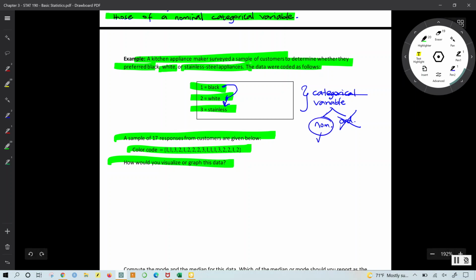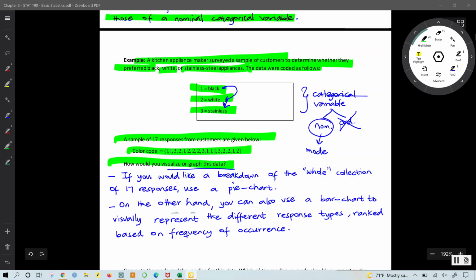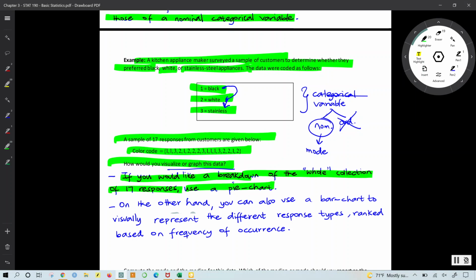That is not true. So this tells me that this is not an ordinal categorical variable. Rather, this is nominal. For nominal, the appropriate measure of center to report is the mode. So in this case, I would choose to report the mode, and to graph it, I can use either a pie chart or a bar chart. To emphasize what was said, if you would like a breakdown of the whole collection of 17 responses, we can use a pie chart. Let's see that in StatCrunch.